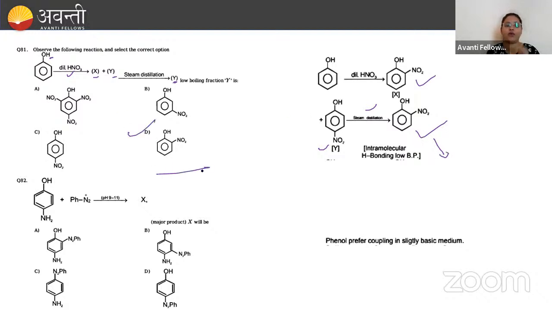So our answer will be this OH NO2. Okay, low boiling fraction कौन सा होगा हमारा? Ortho वाला होगा. ठीक है, Y molecule.